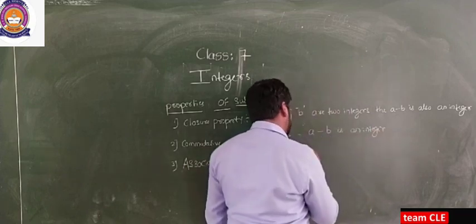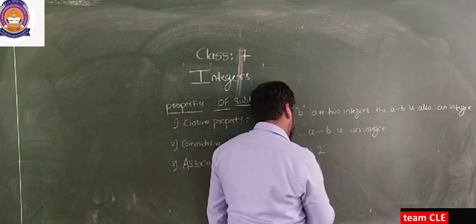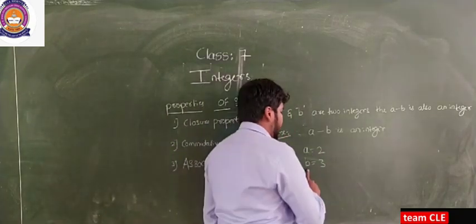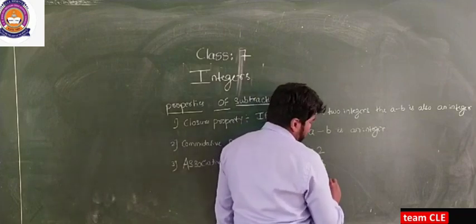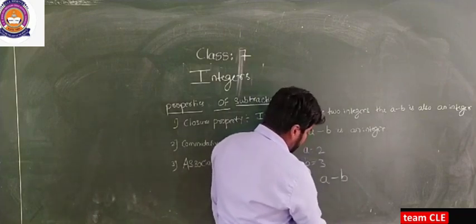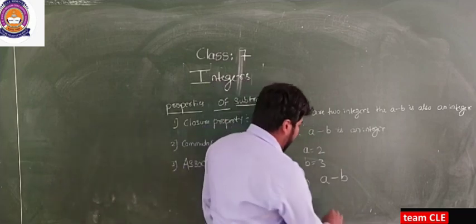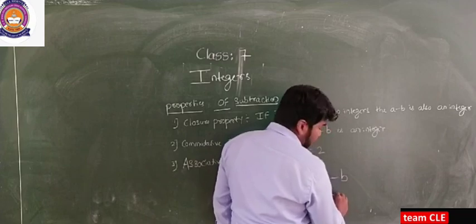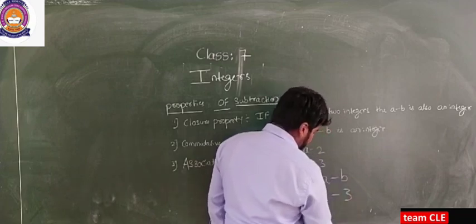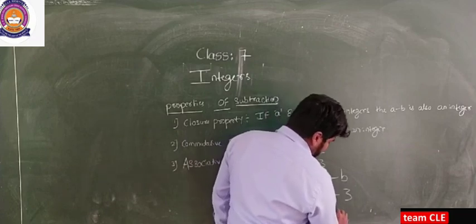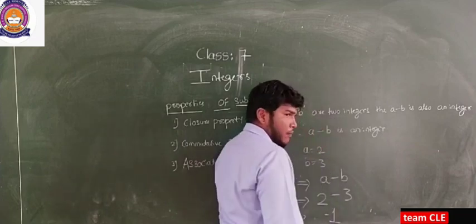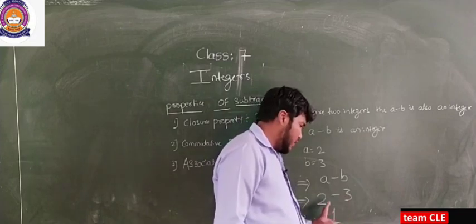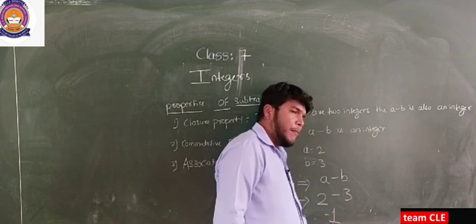Okay, so see here, I choose a is equal to 2 and b is equal to 3. I put them in the operation a minus b, with the minus sign as it is. So 2 minus 3, because we have to see the greater number's sign and keep that sign, is equal to minus 1.